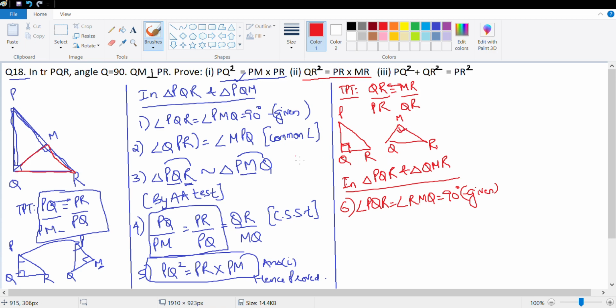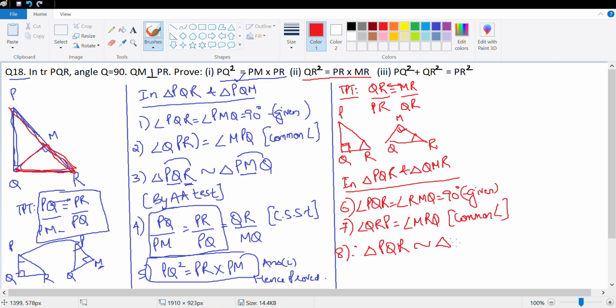Anything else? Yes, I noticed that angle R, which is QRM here, and QRP here are the same angle, which means angle R and angle R here are equal. Let's just write this. Angle QRP is equal to angle MRQ. This is a common angle. Next, therefore, triangle PQR is similar to triangle. I don't know what P was equal to, but we've got Q equal to M. So second place I write M, R was equal to R, that leaves only Q here.